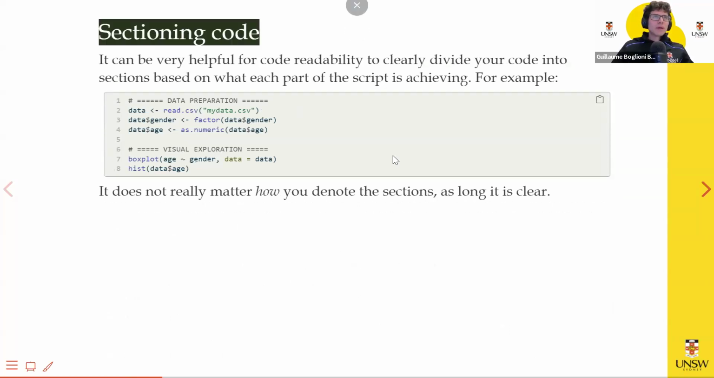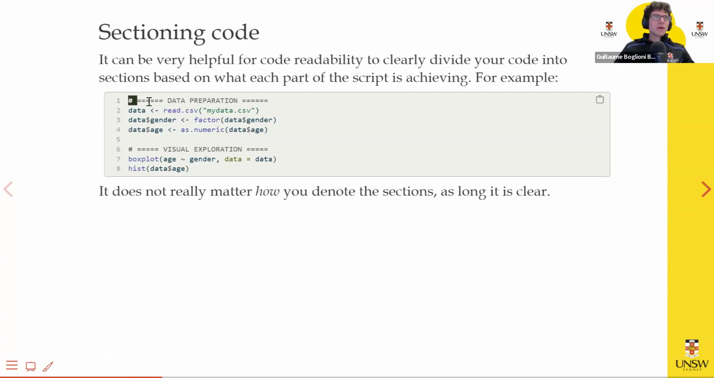Another tip is to have sections for your code. So in your R script, you can have stuff like this. Basically, you make it clear what every little bit or section in your code is doing. So maybe you have a section for data preparation, and then whatever this bit is doing, some visual exploration, and so on. That's a bit of a visual thing, but it really helps to then quickly remember, okay, this section is doing this, this section is doing this, and so on. It does not matter how you denote those sections. It could be just a whole line of hashtags, for example, as long as it's clear.